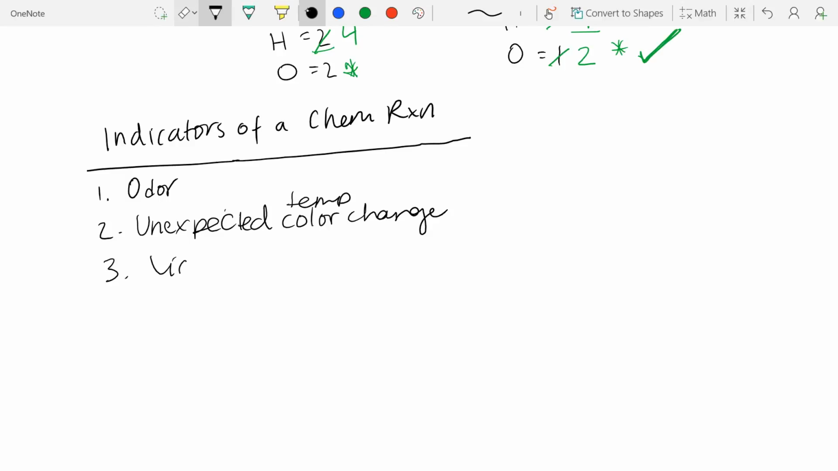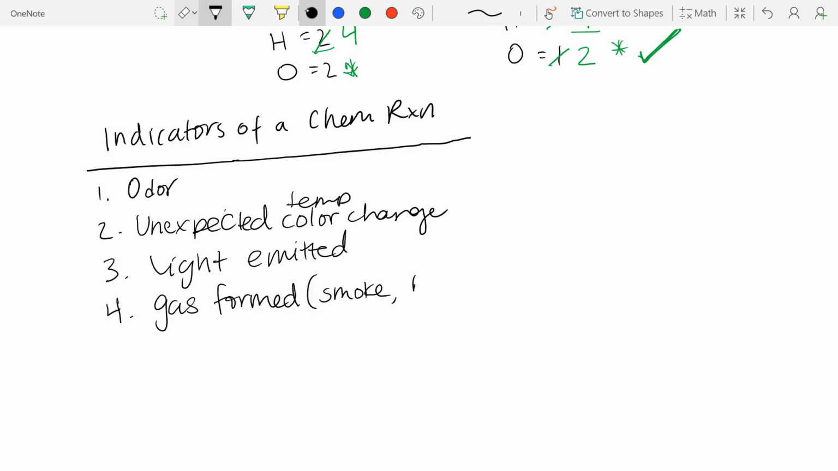You can have light emitted. We saw that with the magnesium. You could have gas formed. And you know that a gas is formed when you see smoke, bubbles, fizzing, anything of that nature.